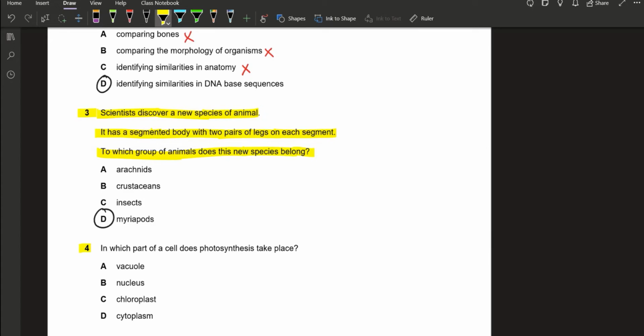Question number 4. In which part of a cell does photosynthesis take place? Option A. Vacuole, which is wrong. Option B. Nucleus, which is also wrong, as it stores DNA. Option C. Chloroplast, which is correct. Option D. Cytoplasm, which is also wrong. So the correct option would be option C.